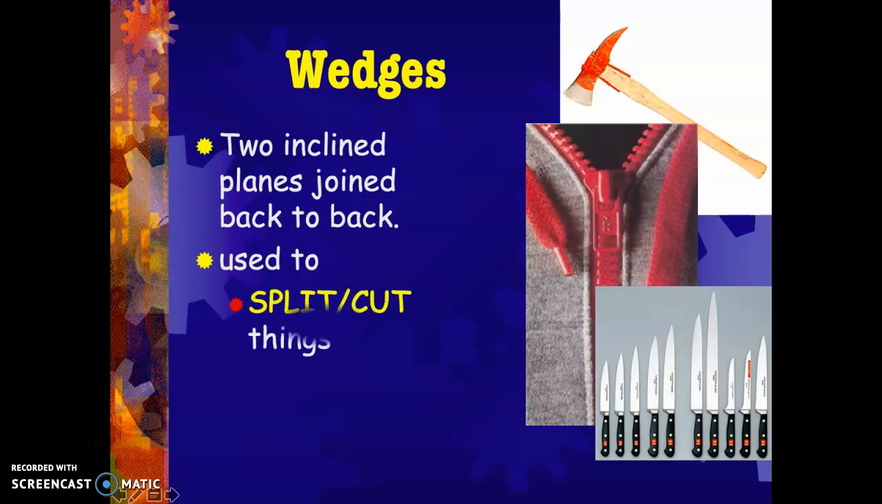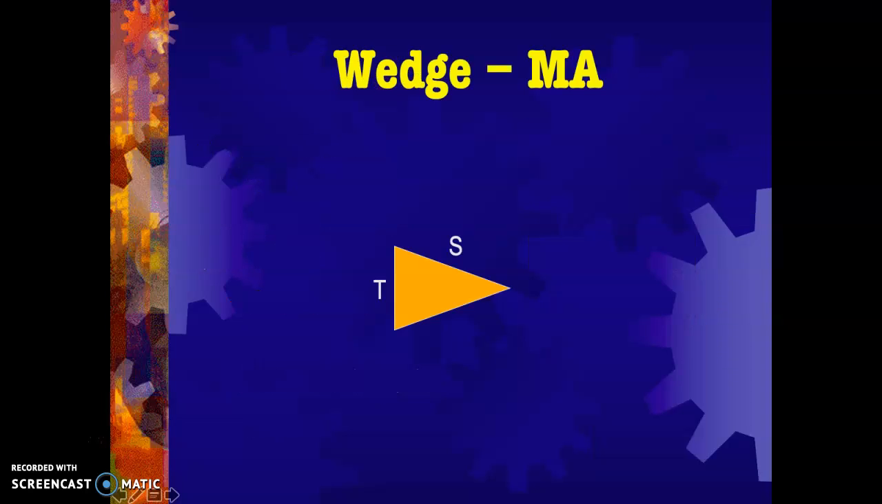Why do we have wedges? Obviously, with the axe or knife, we're using those things to split or cut. It makes it easier to do. They are also very good about holding things in place. For example, a doorstop is a special type of wedge usually. So, how do we calculate the mechanical advantage of a wedge? You see the picture there. The wedge, we have a letter S.